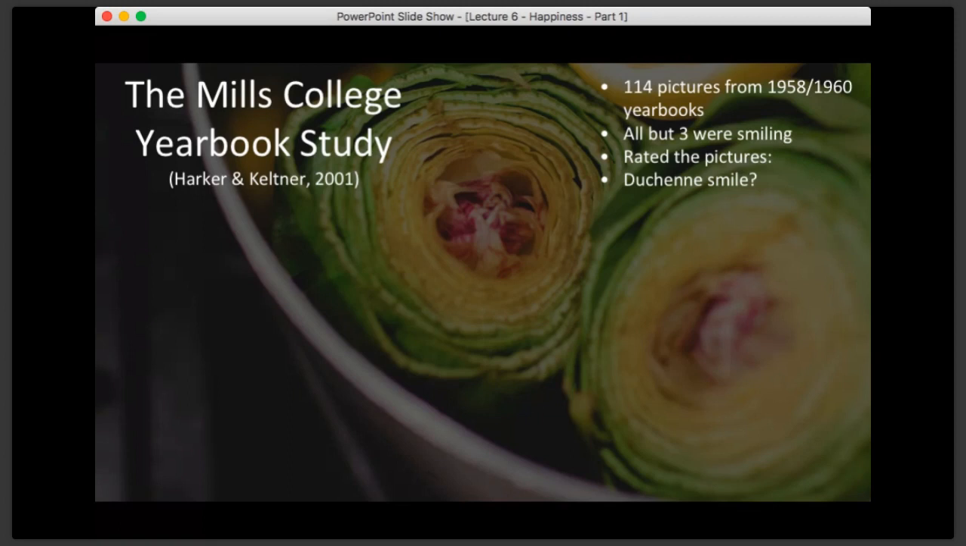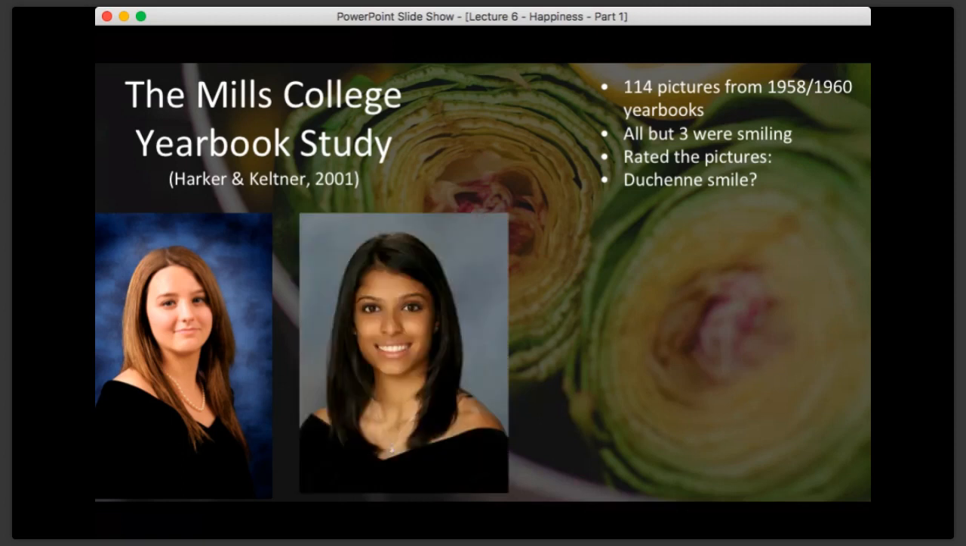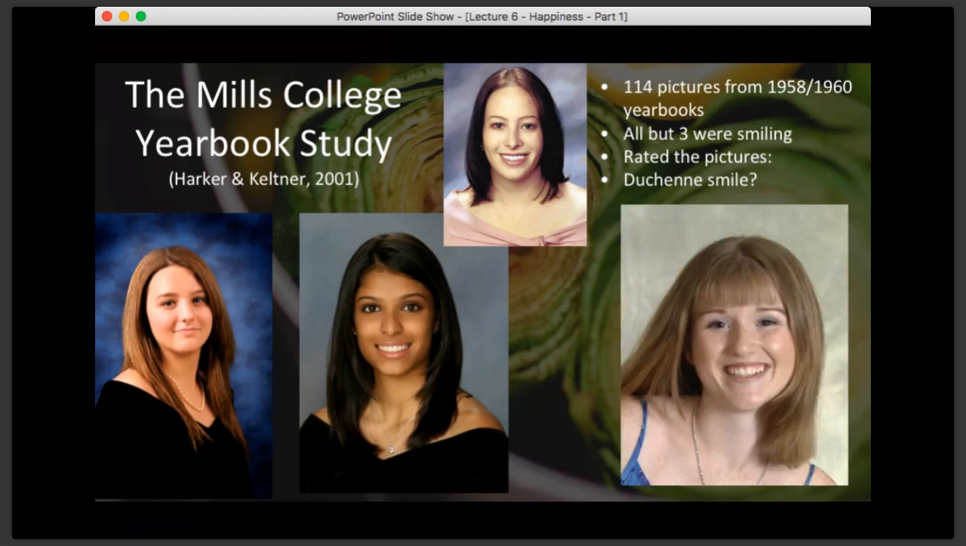And they had several independent raters rate these smiles for how happy this person really is. Is this a Duchenne smile? Are they really happy? Or is this a pasted on smile, right? And so I just grabbed several pictures online and I rated them myself, from not so Duchenne, maybe a little more, up to a full Duchenne smile. You see that difference there on the right? That's a Duchenne smile. On the left, not so much.